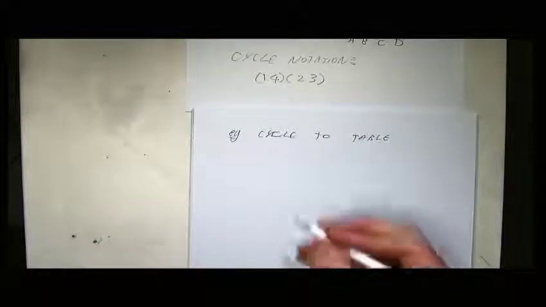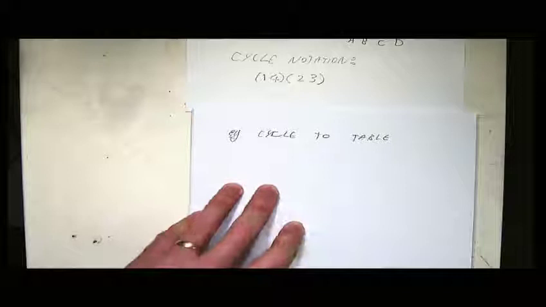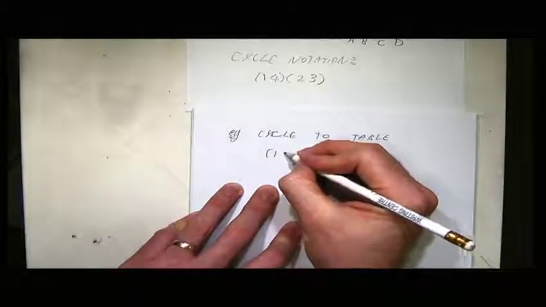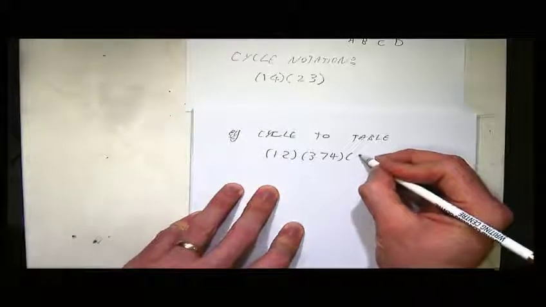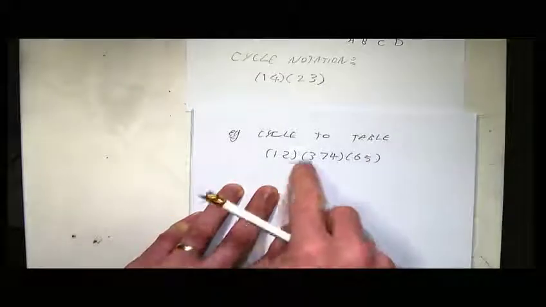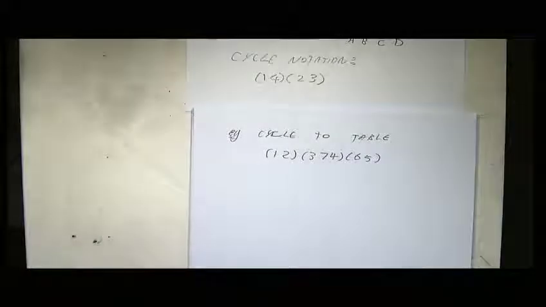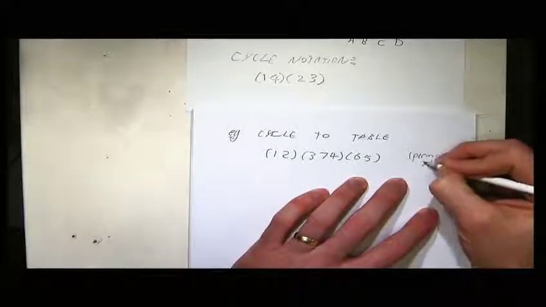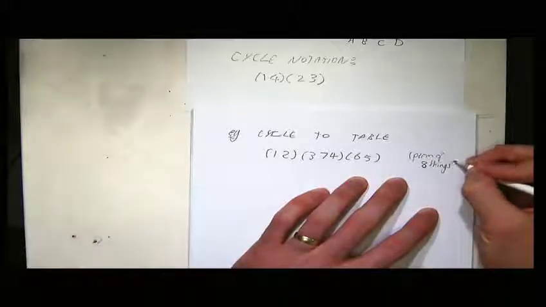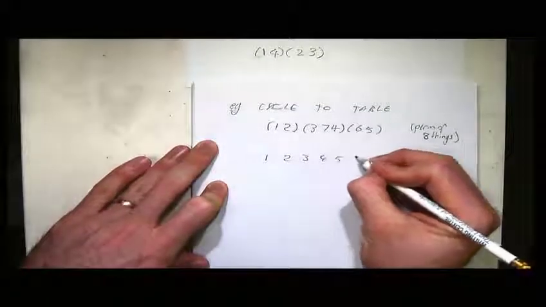Thank you. So to go from cycle to table, suppose we've got a permutation of 7 things. 1, 2, 3, 4, 5, 6. I need to specify how many there are, because if something's missing, it just means that the permutation doesn't do anything to it. Let's suppose this is a permutation of 8 things. The fact that 8 isn't represented says that it doesn't do anything to 8. So let's see, 1, 2, 3, 4, 5, 6, 7, 8.